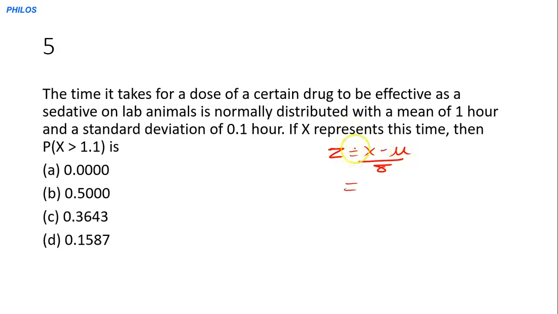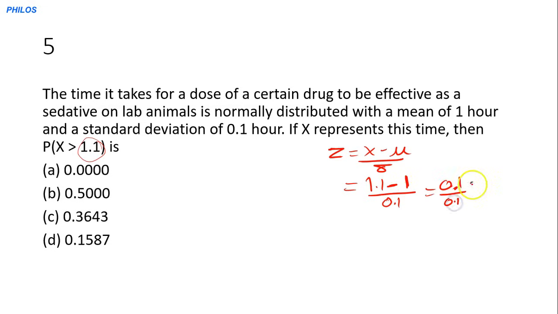Now, what is our x? You consider your x as this, 1.1. So we substitute it there, 1.1 minus, the mean is 1, and the standard deviation is 0.1. So 1.1 minus 1 is 0.1, isn't it?